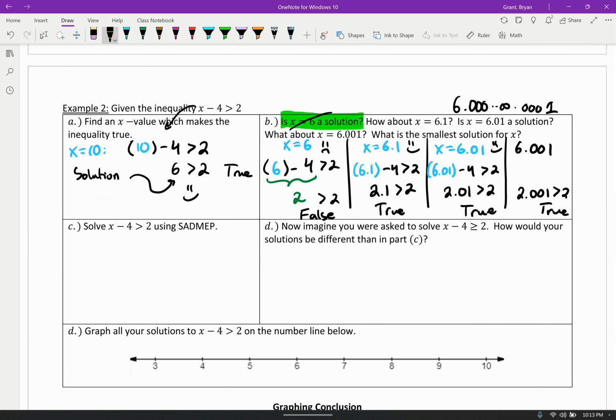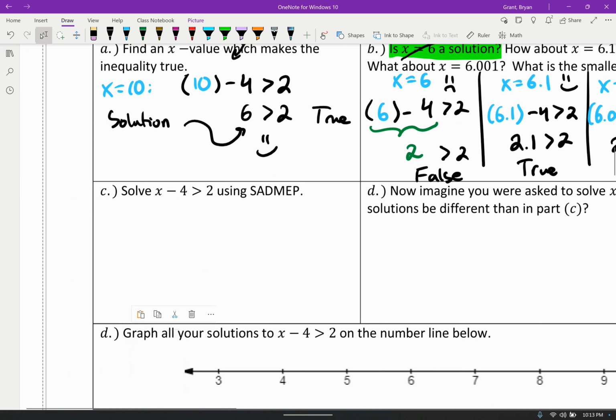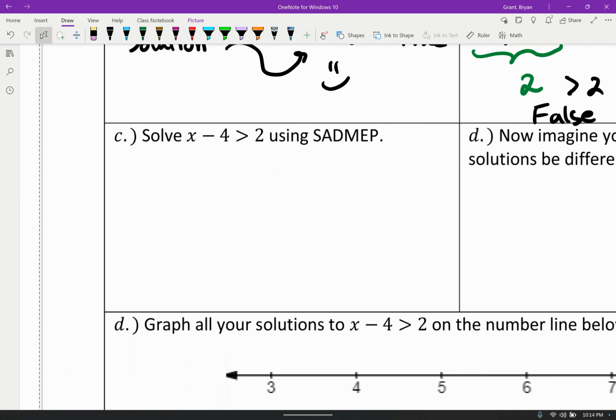How do we show someone what all the answers for x are, including the smallest answer for x? 6 doesn't work, so what's just bigger than 6? And I think we're actually going to answer that on C right here. Let's solve this using SADMAP. That one's not bad, right? There's only one number attached to x. We're going to add 4 to each side, keeping the inequality in the middle. And that'll leave us with x is greater than 2 plus 4, 6.